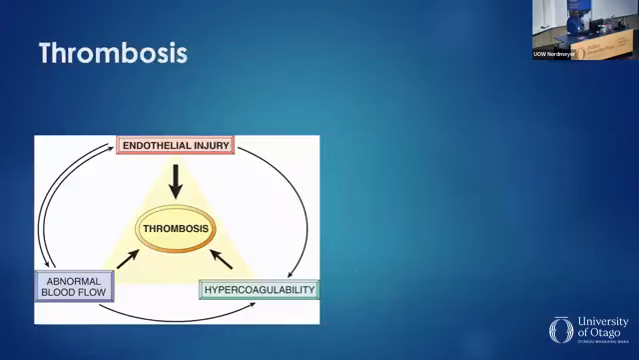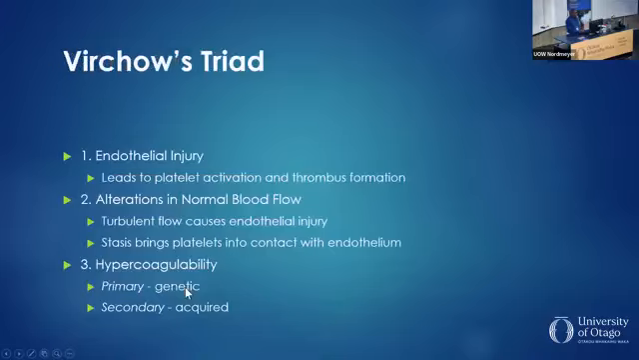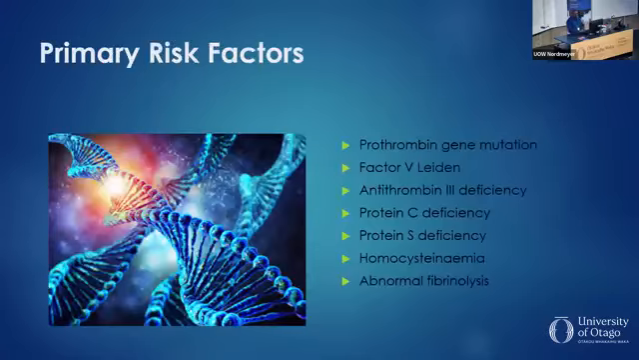Okay, all right. Thrombosis happens usually due to some dysfunction in this triad: endothelial injury, hypercoagulability, and abnormal blood flow, the classical Virchow's triad. Endothelial injury leads to platelet activation and thrombus formation, while alterations in blood flow leading to turbulent flow can also cause endothelial injury. Stasis can contribute to that. Hypercoagulability comes from primary genetic, inherited things or some acquired pathology.